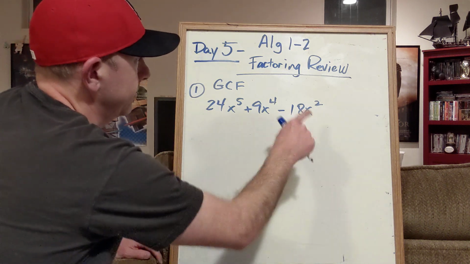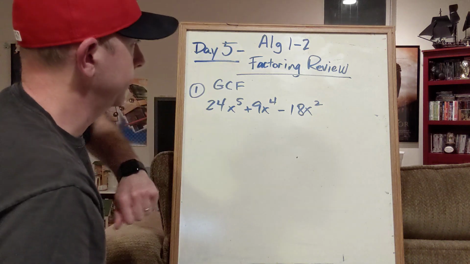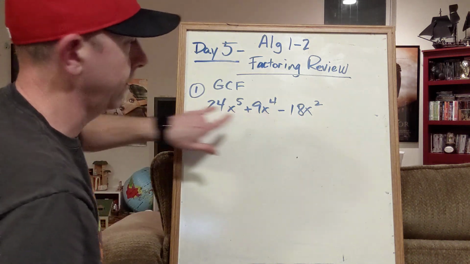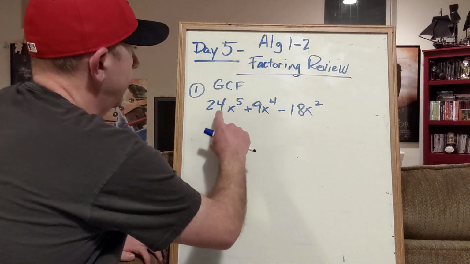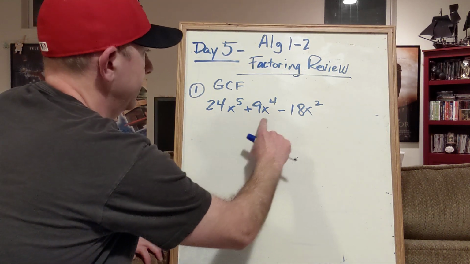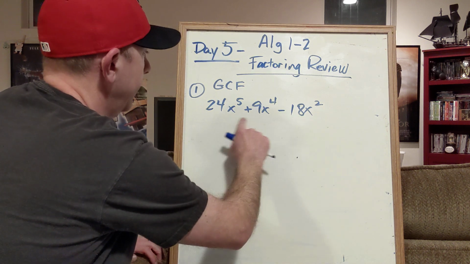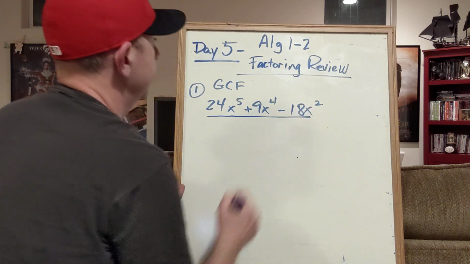Number 1, we're going to factor by GCF. Because instead of doing 24 times negative 18, we always want to look for a GCF first. We're going to see that a lot this week. So 24, 9, and 18. So does 9 go into 24? It doesn't. Even though it goes into 18, 9 doesn't go into 24 because we're trying to find something that goes into all of these.